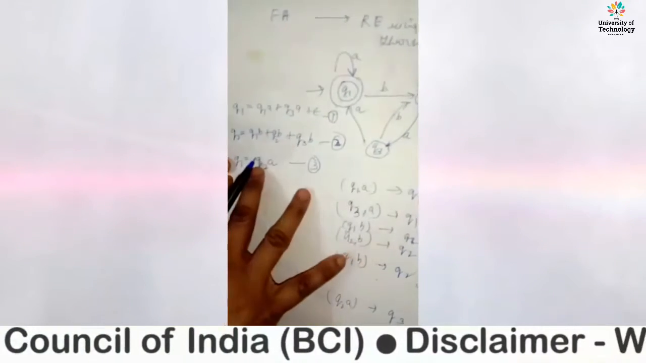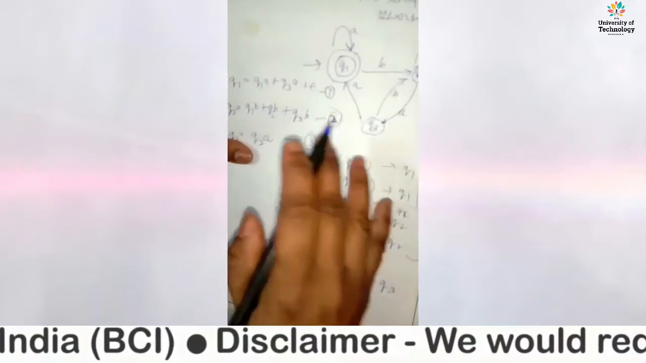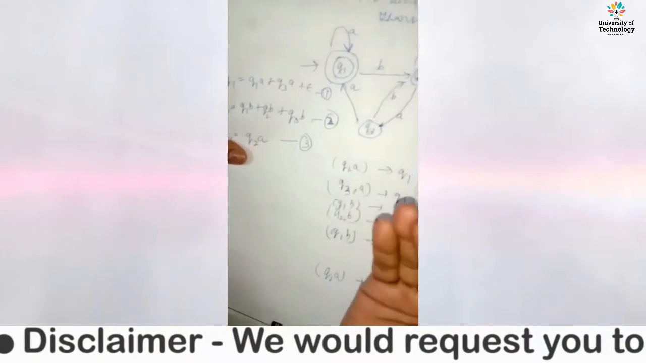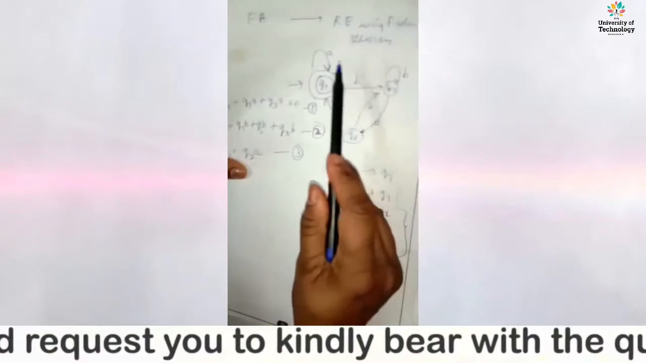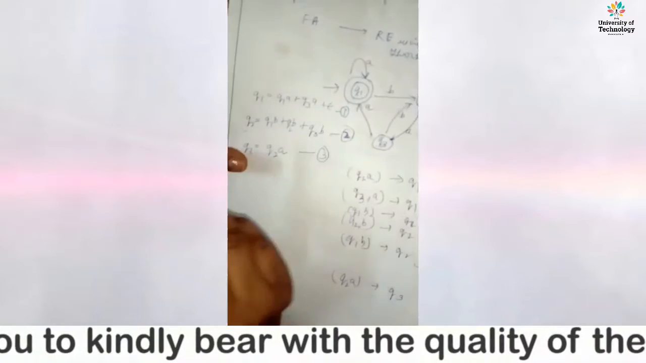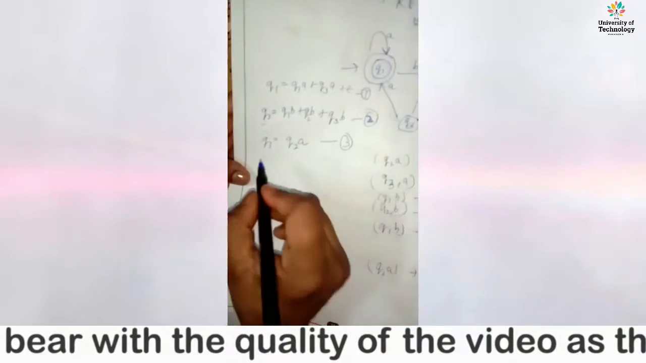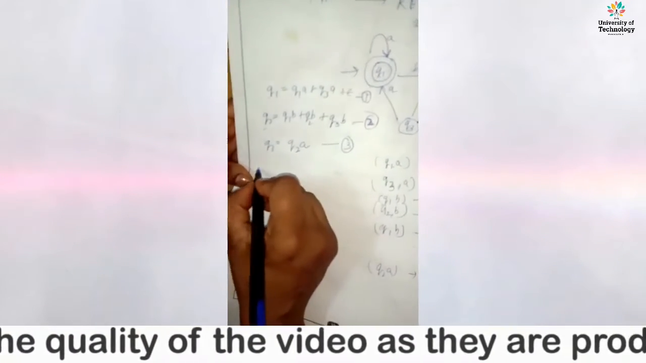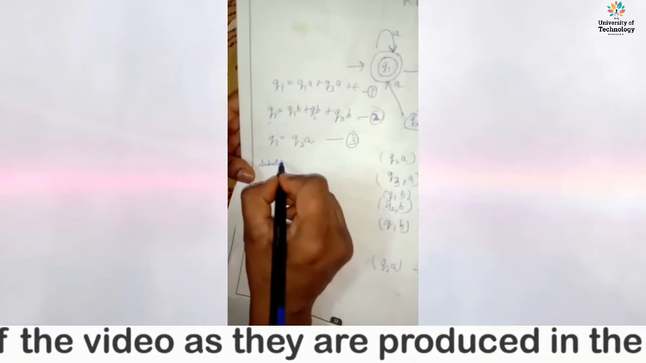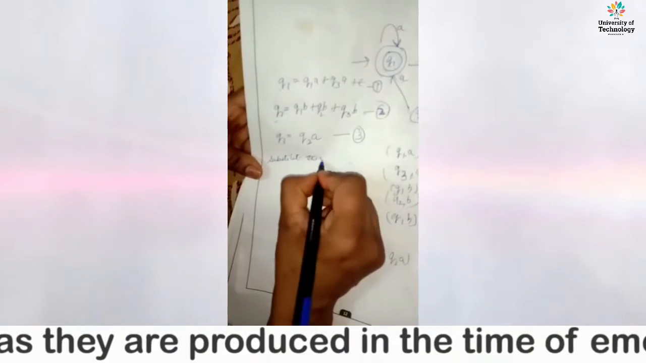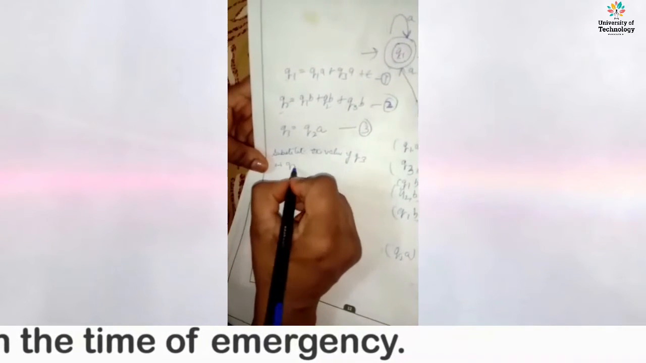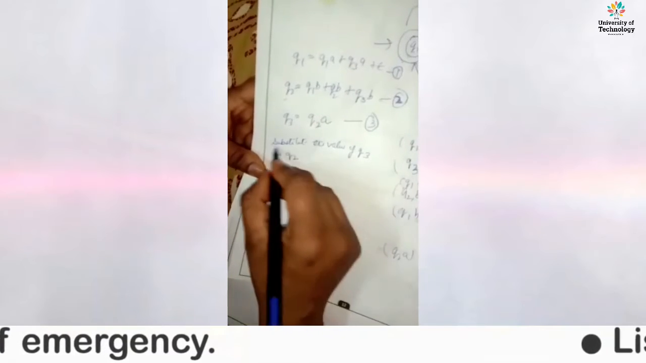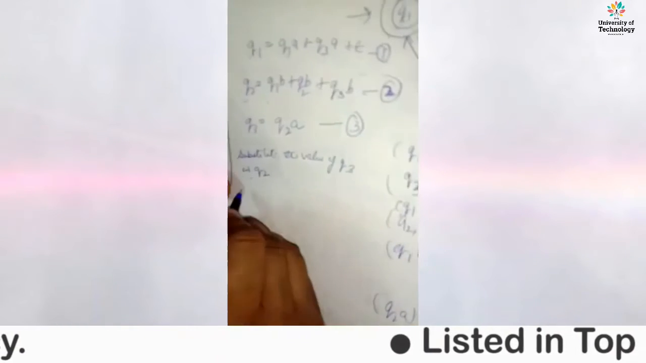Mark it as equation number 3. Are these three equations clear to you? Any problems? What we have done is seen the various ways by which you can reach Q1, Q2 and Q3, as mentioned in the finite automaton diagram. Now we are going to substitute the value of Q3 into Q2. What are you going to get?